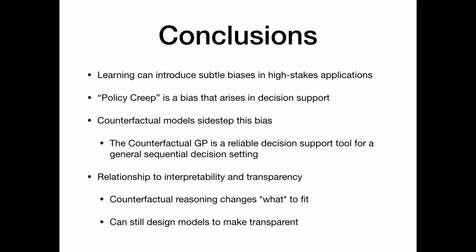Okay, so to wrap up, at a high level, we've shown that we need to think very carefully about subtle sources of bias when we're deploying machine learning in high-stakes applications. Our work addressed one particular type of bias, which we called policy creep, that can occur when we learn models for decision support. To address the bias, we proposed using counterfactual models, which allow us to make reliable predictions under policies that weren't used to generate the training data.